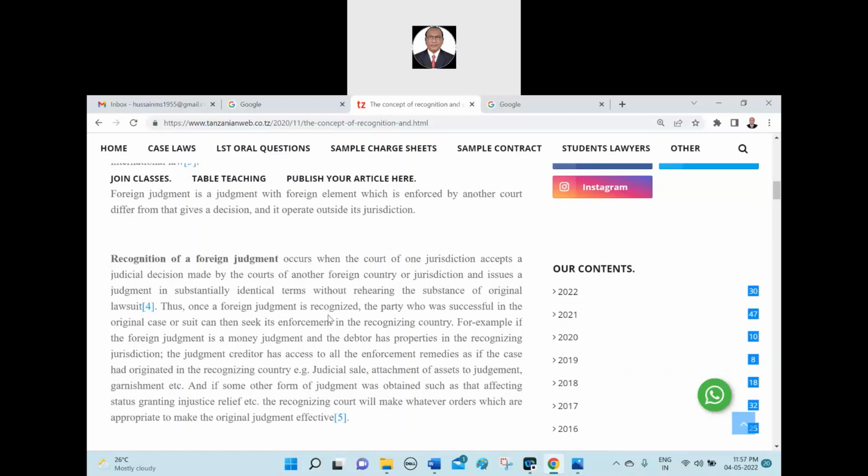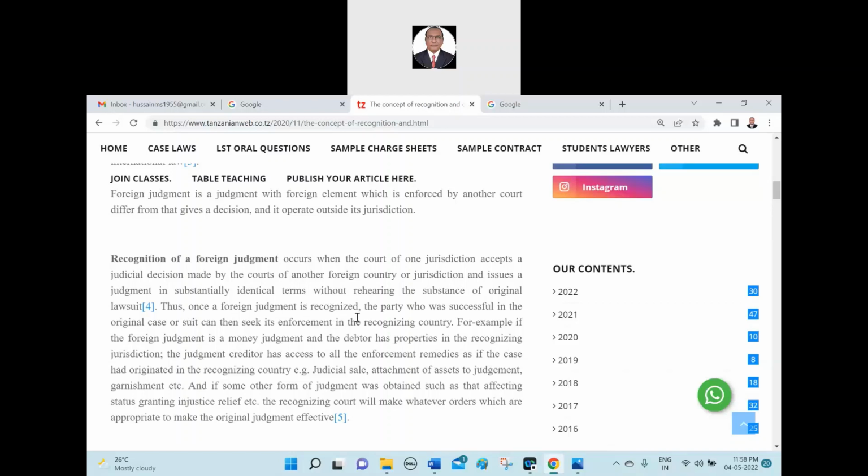Suppose a judgment is given by a Kenyan court, a competent court, following the substantive and pecuniary jurisdictions. If it is enforced in Tanzania, again we need not prove the whole facts of it, because the facts are the same. That is the term: without rehearsing the substance of the original lawsuit, as it is, we can use it.